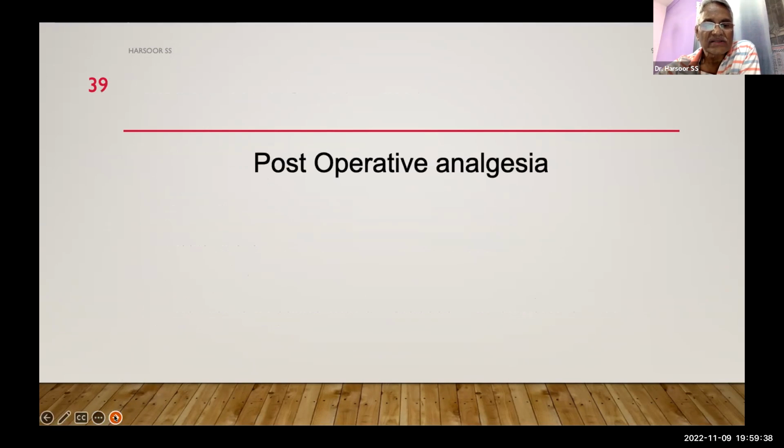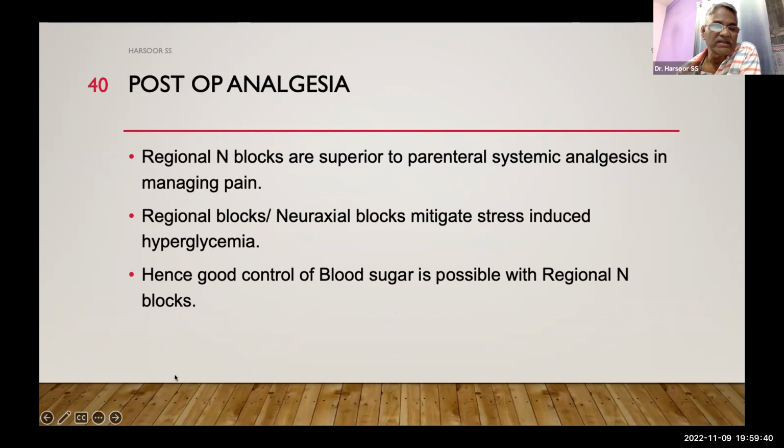And the last thing about the postoperative analgesia, as I told earlier, regional nerve blocks are always superior to parenteral systemic analgesics in managing the pain. And regional blocks or neuraxial blocks mitigate the stress-induced hyperglycemia. Hence, good control of blood sugar is possible with the regional nerve block.